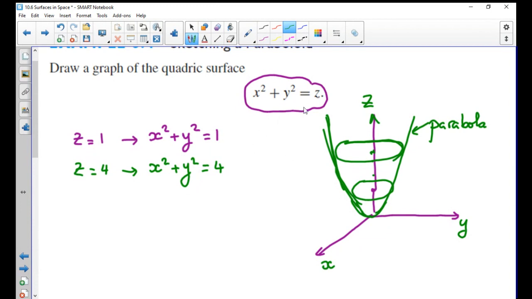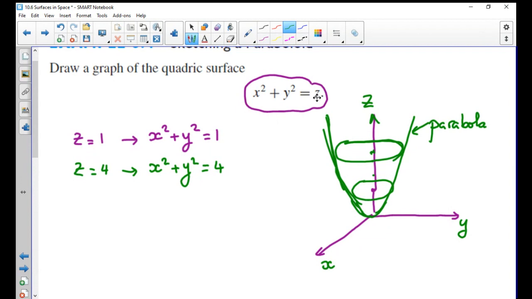Exactly, yes, you're absolutely correct. If it is a constant number here, 5, 6, 7, 8, then it will be a cylinder. Why do you think it's a cylinder? Because these circles will all be the same then. Do you see what I mean? If you put 4 here, then every circle will have a radius of 2. So they become a cylinder.